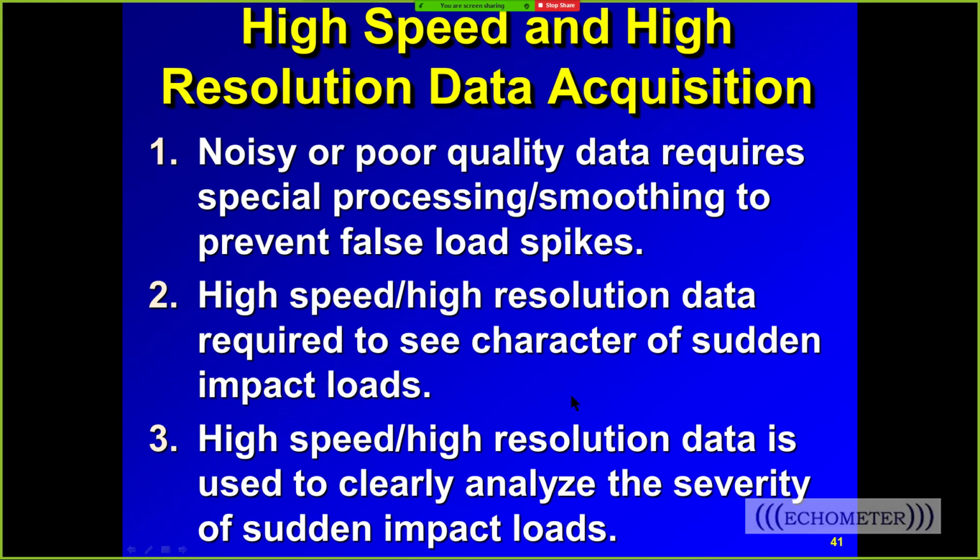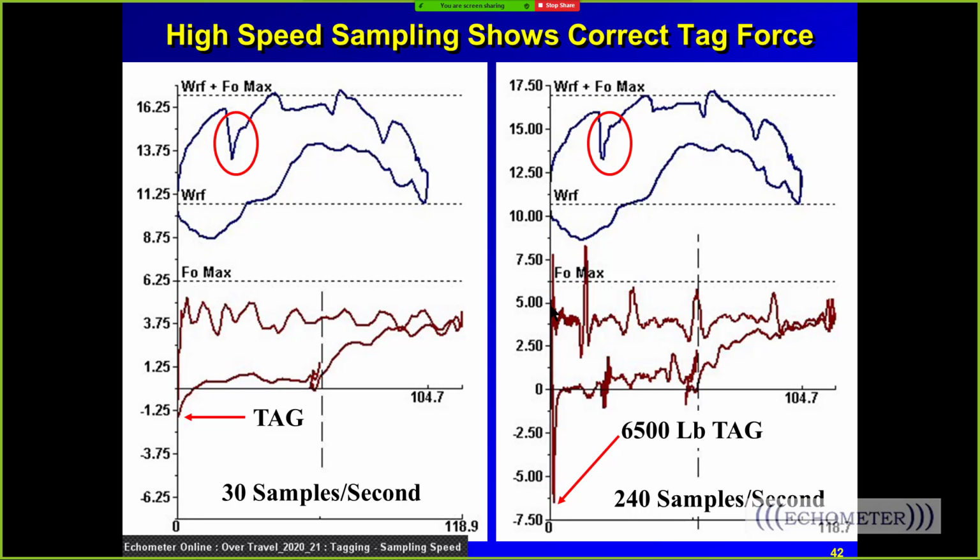You need to have high resolution data if you sample at a high speed. The data needs to be not noisy, because if you sample at speed, you're going to amplify the noise. Now, these are examples of tagging with sampling speed.